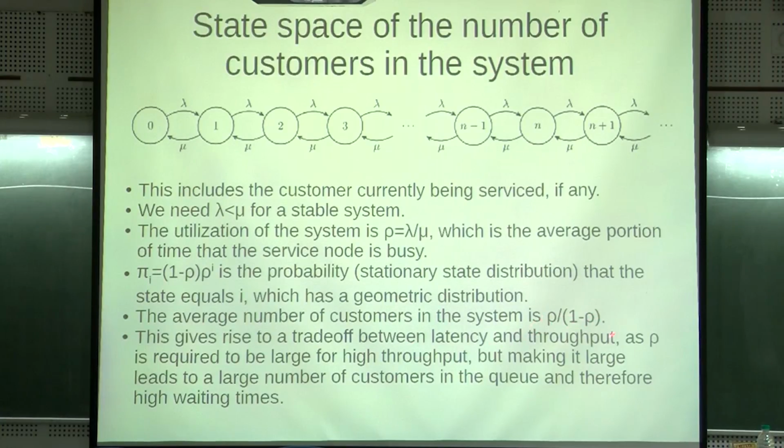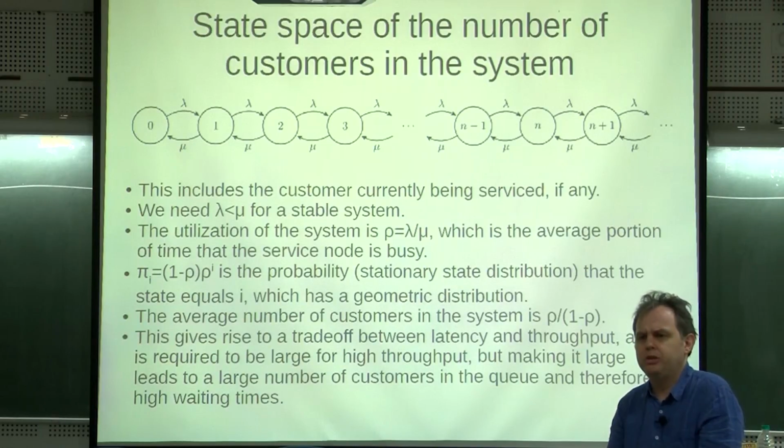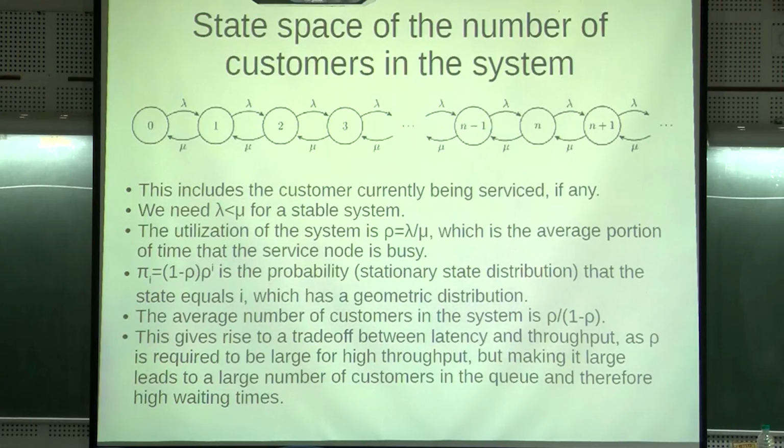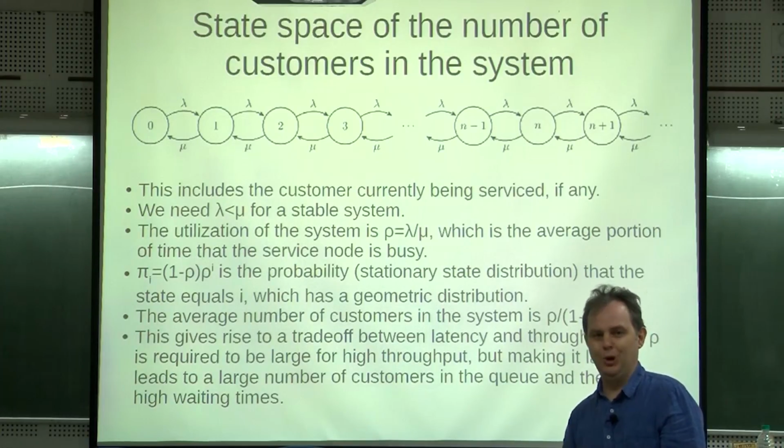This result gives us the notion that there's a trade-off between throughput and latency. If rho is very small, 0.1 or something like this, then the service node is not being utilized very much. The throughput is low, but the number of customers in the system is also very low on average. So if a new customer comes along, they don't have to wait very long. There's maybe only one customer there, and then they get service. So the latency is low.